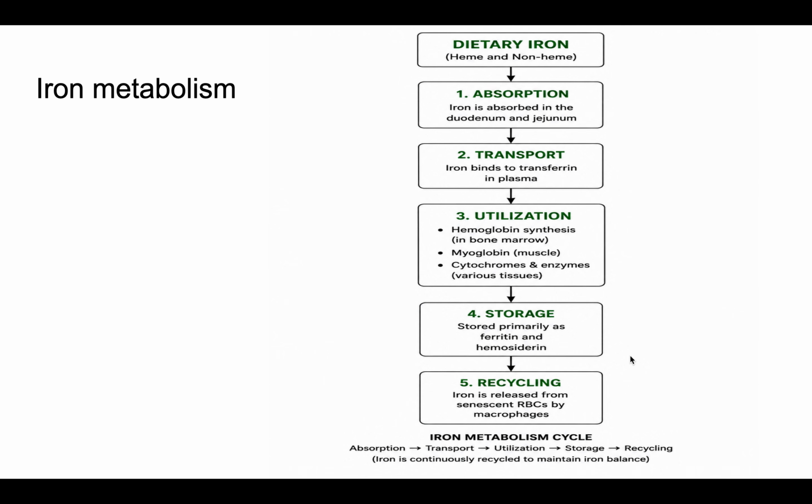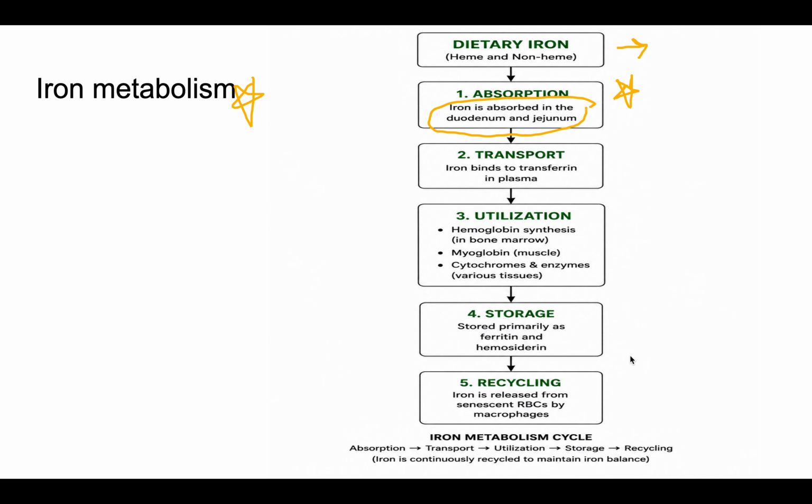Now, iron metabolism. It is very important to understand iron metabolism. This is the overview, then we'll discuss it in a little more detail also. Firstly, in your diet there is some amount of iron present. This iron is absorbed in the body from the duodenum or jejunum.